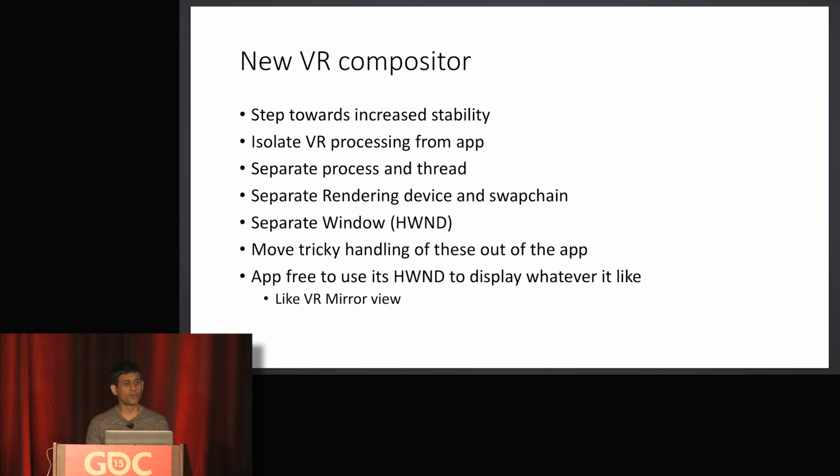What this does is it moves a lot of the tricky code that has to be done just right to get the right monitor with the right orientation and the right HWND targeting our hidden display correct. All of that moves to our Compositor process. And the app is free to use its own device just to render the stereo eye buffers and use its HWND to display whatever it wants on a regular 2D monitor. For example, like our VR mirror view.